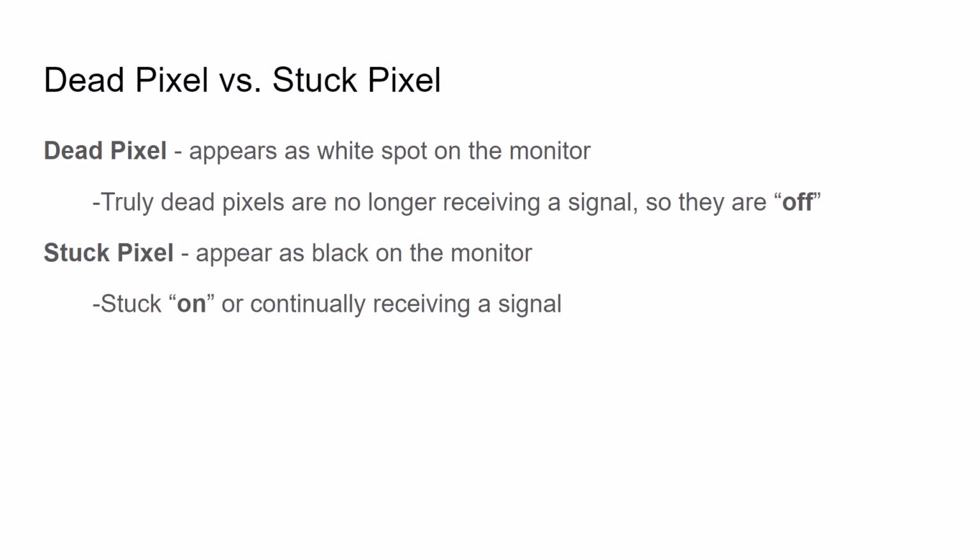Dead pixel versus stuck pixel. We discussed these before, but just remember a dead pixel is not receiving a signal, which means that specific pixel is off, and it's going to appear as a white spot on the monitor. A stuck pixel just means the pixel is stuck on, or continually receiving a signal, which is the exact opposite of a dead pixel, so it appears black. Of course, if you have too many dead pixels or stuck pixels, it will negatively affect your image quality.